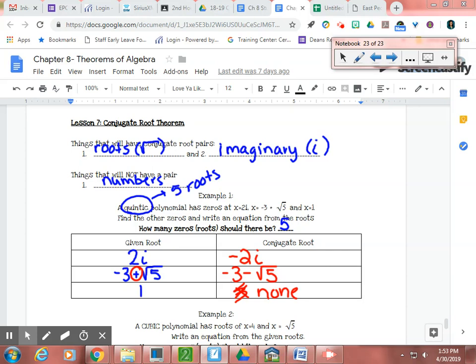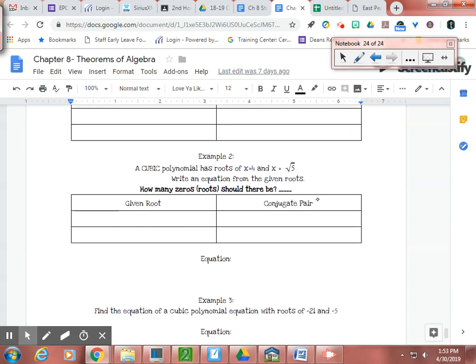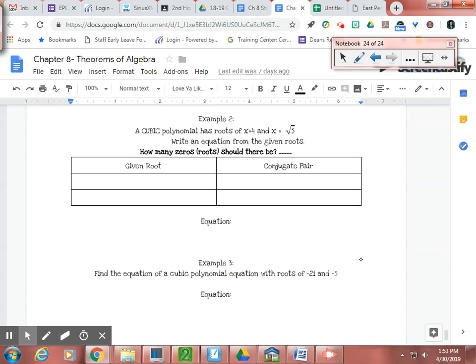Okay, so let's look at the next one. This one says a cubic polynomial. So cubic tells me that there's going to be 3 roots. Has one at 4 and root 5. So you're given 4, you're given root 5. So which ones have pairs that go with them? Well, numbers don't, so that would be none. And square roots do, so this would be the plus or minus of it. We need minus root 5.